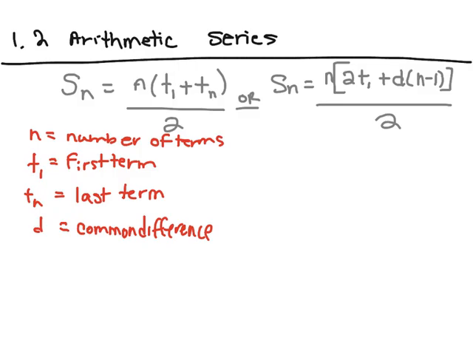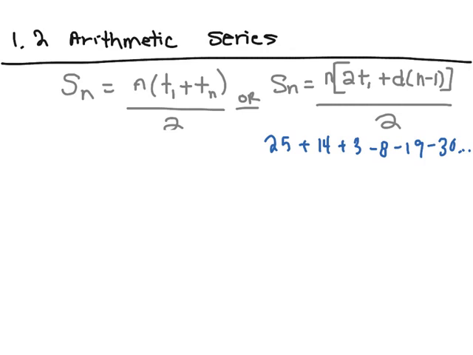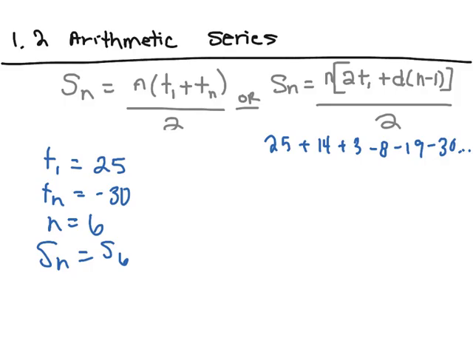Either one works though. So for the first equation, determine the sum of the first 6 terms in the arithmetic series 25 plus 14 plus 3 minus 8 minus 19 minus 30. So T1 is equal to 25. Tn is our last term, our sixth term, which is negative 30. n is, of course, 6. We're looking for 6 terms, and the sum of n is the sum of 6. That's what we're looking to find. So we have a t1, a tn, and an n, so it's easiest to use this formula.